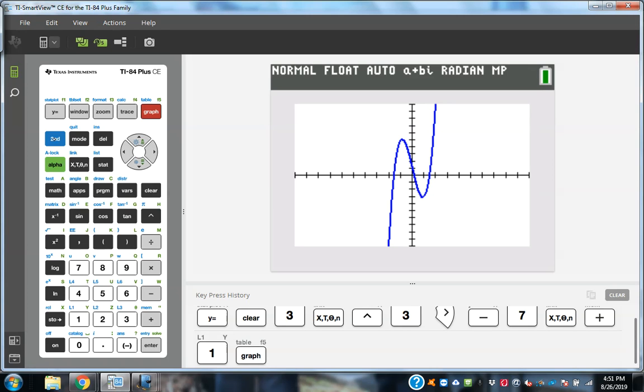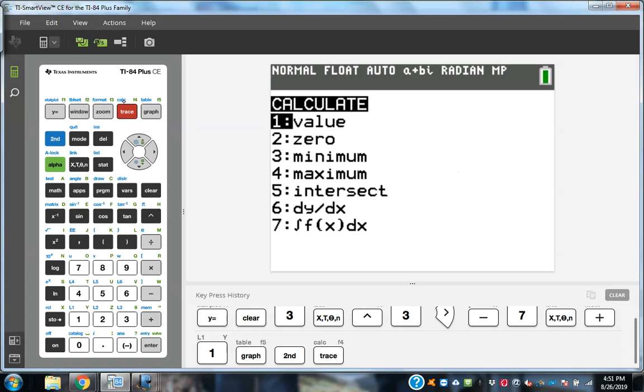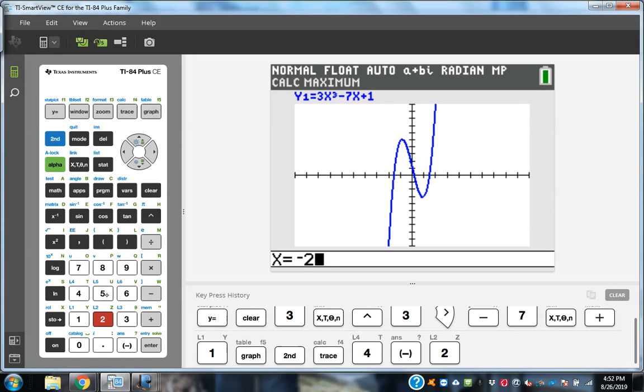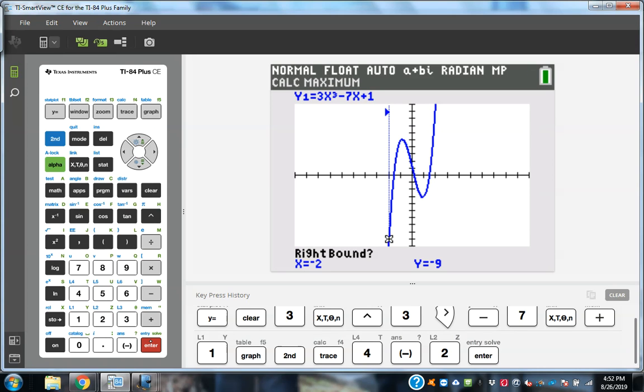The way to do that is to hit second trace, and it has a calculate menu here, and you have the options of a value, a zero, a minimum, a maximum, an intersect, and then those last two are calculus things that you won't use in here. So we're going to use the maximum, choice number 4. And it asks us, where's the left bound? So what's your interval that you're looking inside of? I'm going to put my interval at -2 because I know that's to the left of where that maximum is. If I put -1.5, that'd still be to the left. I just want to pick something to the left.